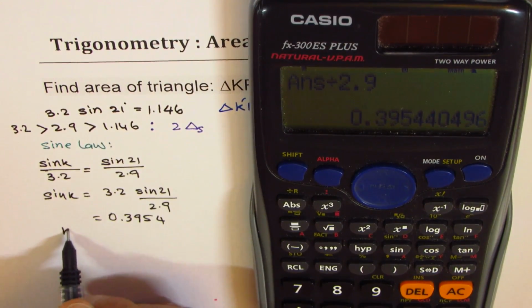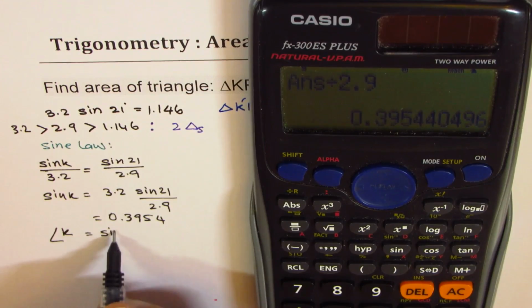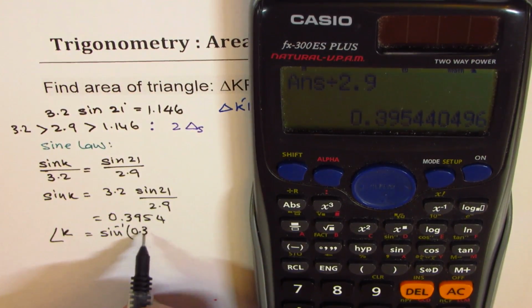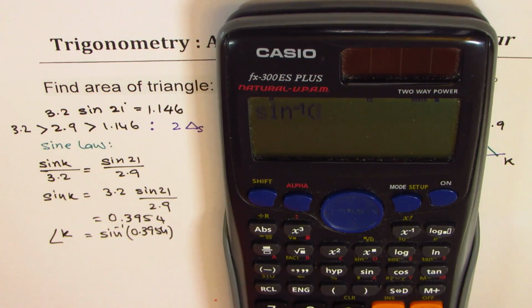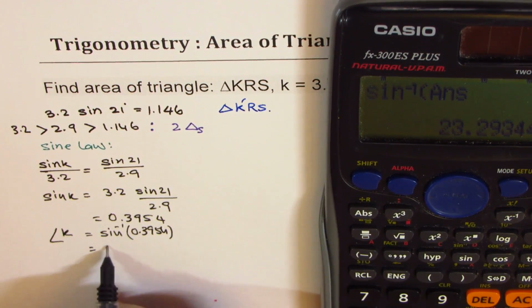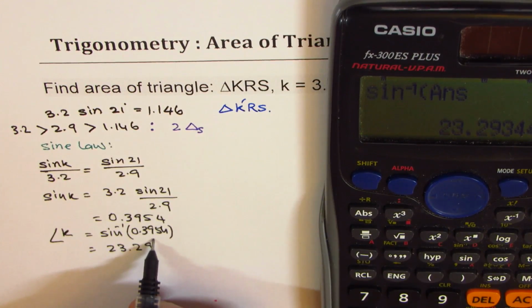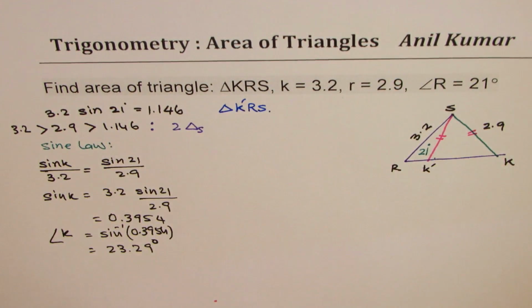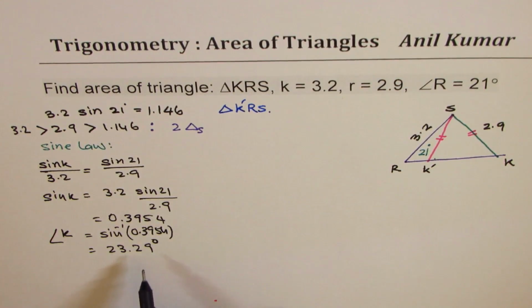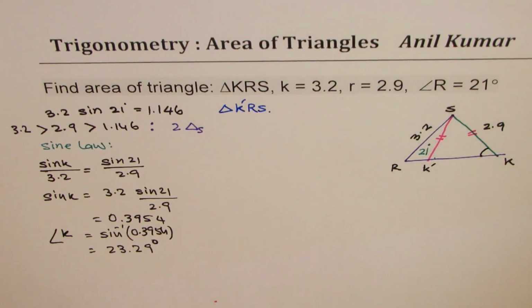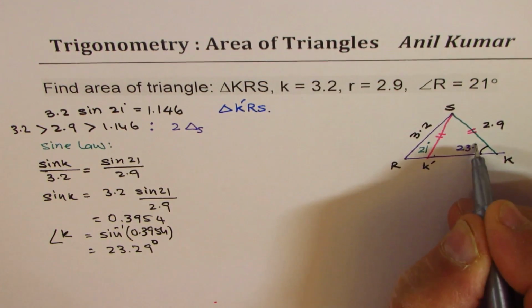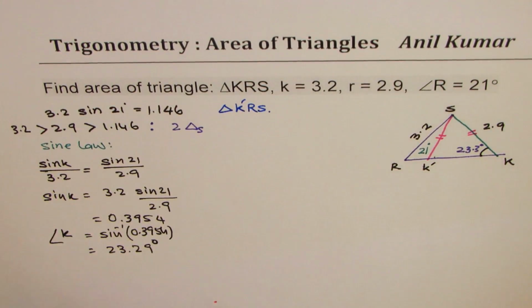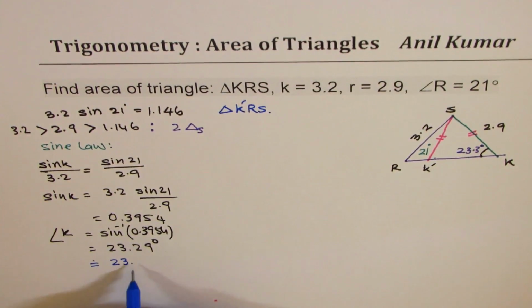0.3954. So angle K is equal to sine inverse of 0.3954. So we'll do shift sine inverse of our answer, and that is equal to 23.29 degrees, which is like 23.3 degrees, correct? Okay, so we get this angle as, let me write this as 23.3 degrees. Okay, so we're rounding. So we'll round this to 23.3 degrees.